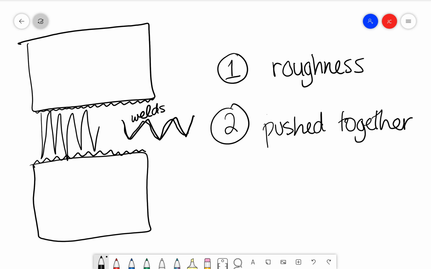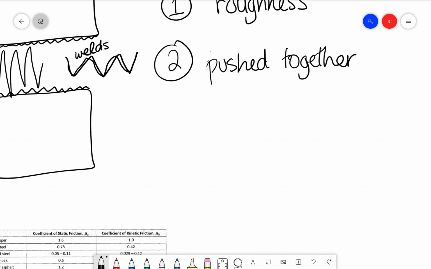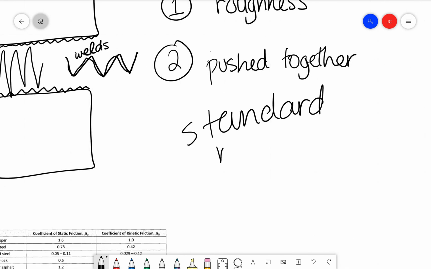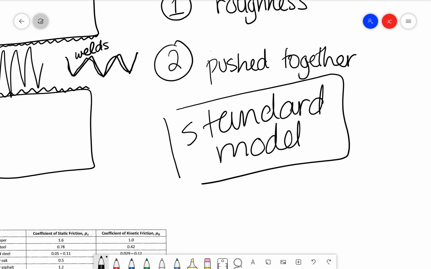Now there's a lot of other ones: how fast the object is pulled, the surface area in contact, the field strength, the mass of the object, and we're going to really ignore it all for the most part and just deal with something called the standard model of surface friction. This standard model is useful because it simplifies things to a degree that we can actually work with without making it unnecessarily complicated.